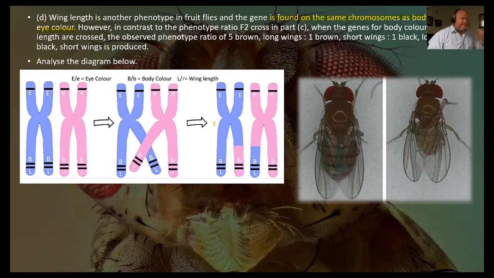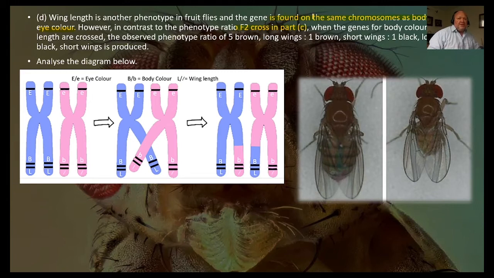Anyways, however, in contrast to the phenotype ratio for the F2 cross in part C, that's the previous answer, when the genes for body color and wing length are crossed, the observed ratio is 5:1:5. And the moment we see that, we remember that we learned that if you don't have the predicted outcome, then it is going to be due to linked genes.